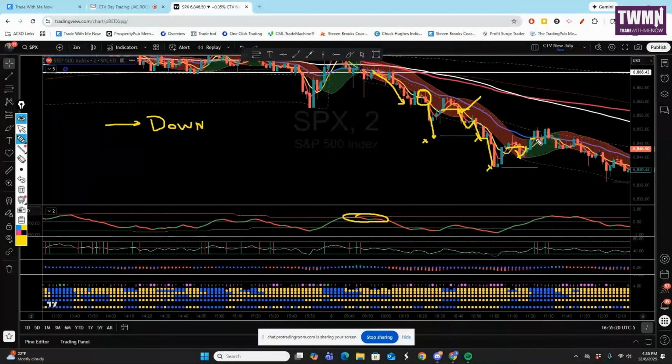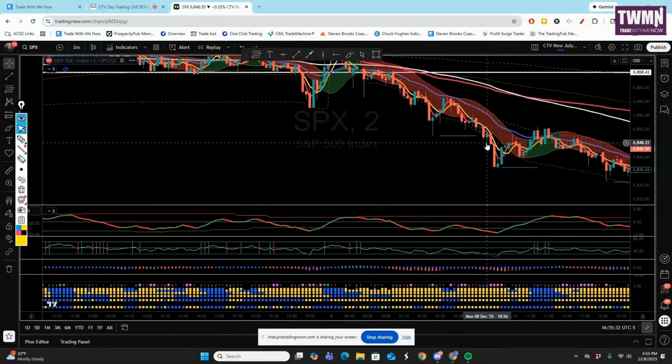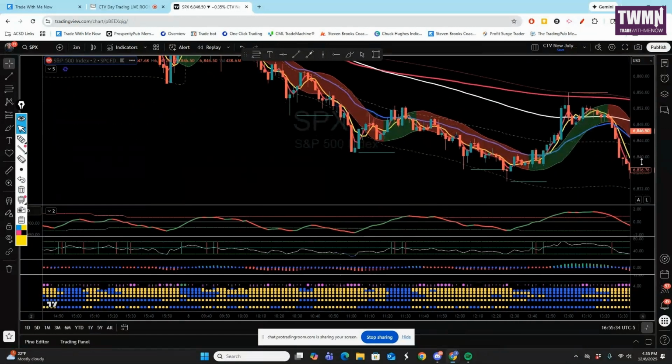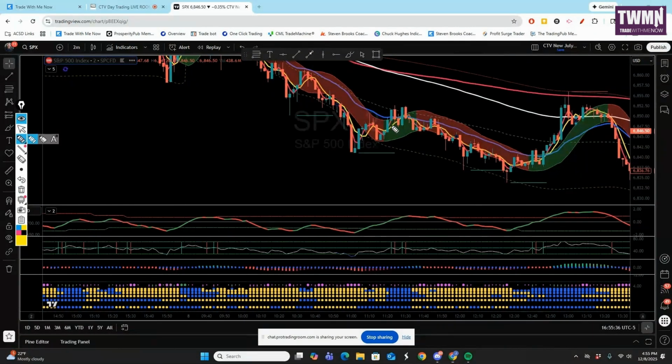Right about that. Red takes out the green. Here's my stop up above it. Bam. That works. If I didn't get that one, where's another possibility? Can you see these possibilities starting to pop out at you?